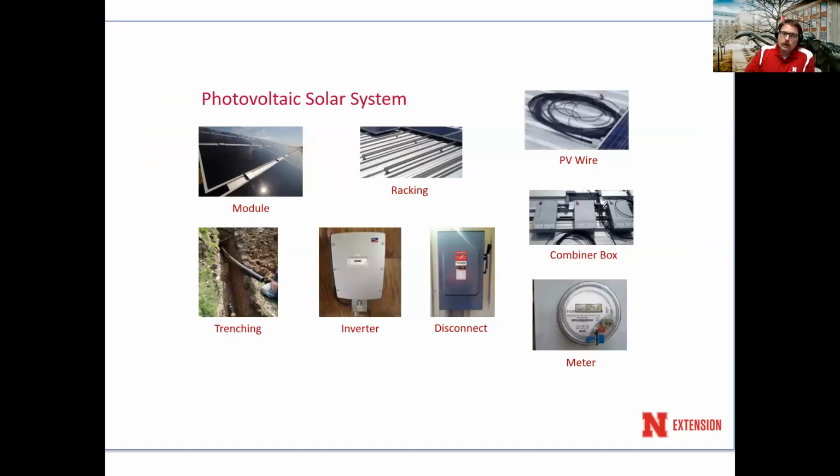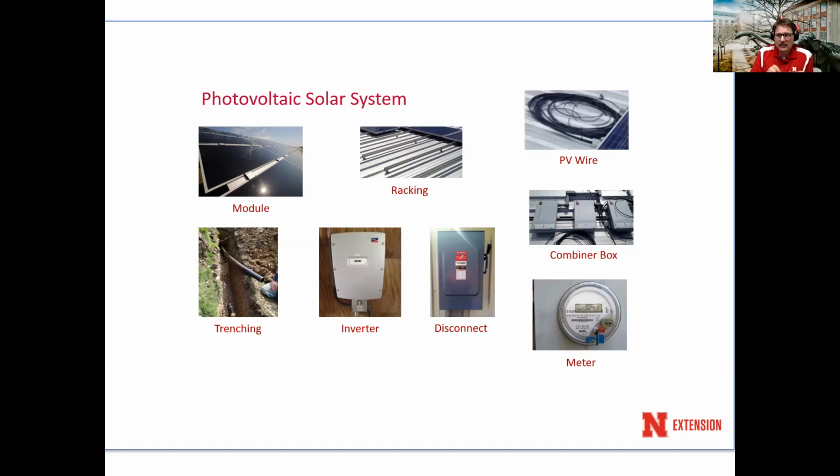There's lots of parts of a solar array. We've talked about the solar panels or the modules already, but there's also the racking that has to hold the panels on, all kinds of wiring, maybe some trenching. The inverter is what turns the solar electricity into grid quality electricity. And so that's a really important piece of equipment. The disconnect, which allows that system to be shut off in case it's needed to be. Combiner box and meter. So there's all kinds of different parts.